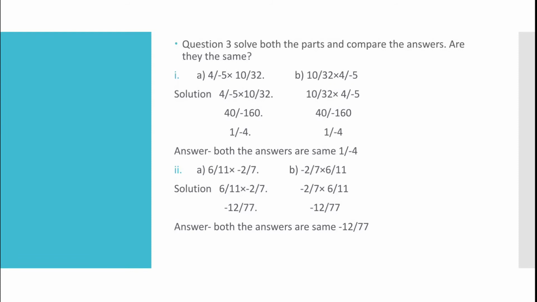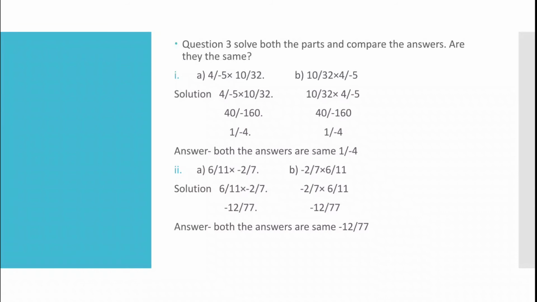Now let's check the B part. 10 by 32 into 4 by minus 5. Here you have to multiply 10 and 4, and 32 and minus 5. When you multiply this, you will get 40 by minus 160. Again solve, you will get 1 by minus 4. Both the answers are the same.